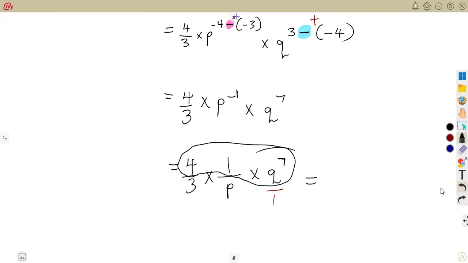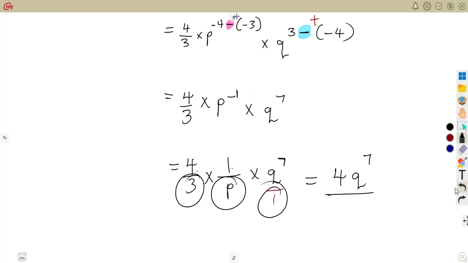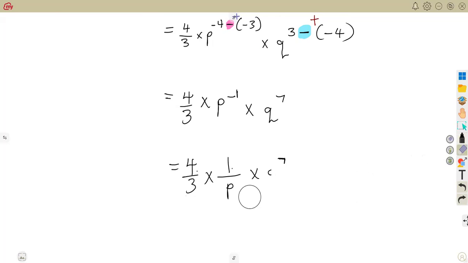So just multiply as normal. You multiply the numerators together: 4 times 1 times Q to the exponent of 7. So that's 4Q to the exponent of 7 over 3 times P times 1. 3 times 1 is 3, so it remains as 3P. Just like that. These are positive exponents that we have in our final answer. Nothing is having a negative. So that is it.